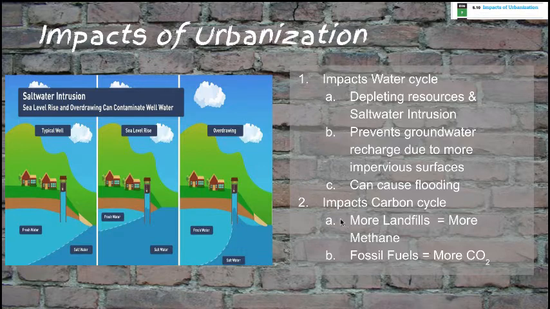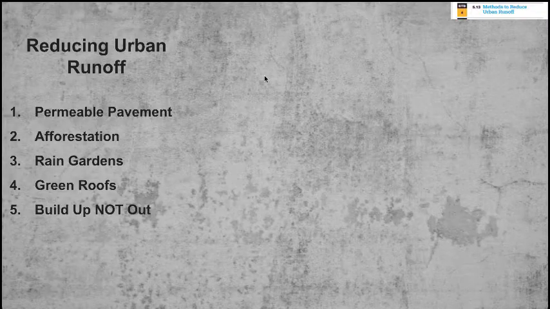We also have impacts of the carbon cycle as landfills, more waste, more landfills, more methane is being produced. So we have greenhouse gases generated there, and fossil fuels' increasing use means more CO2. Reducing urban runoff: how do we prevent some of these urban issues in terms of the environment?